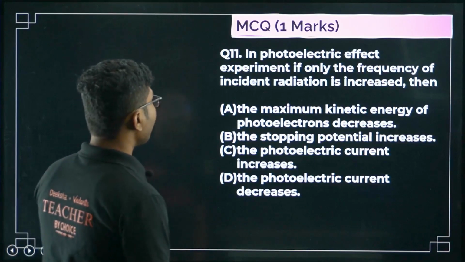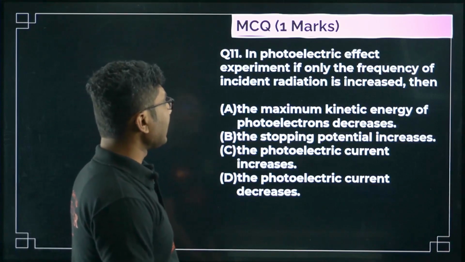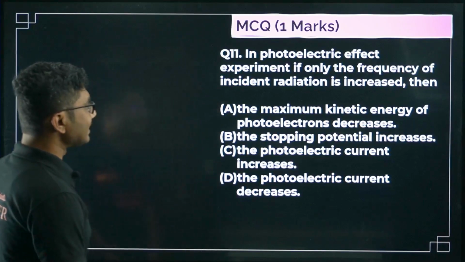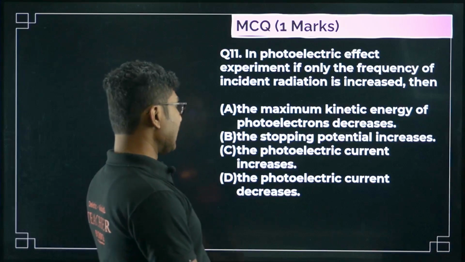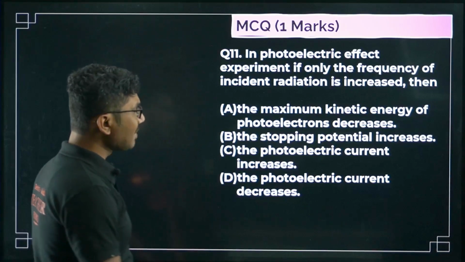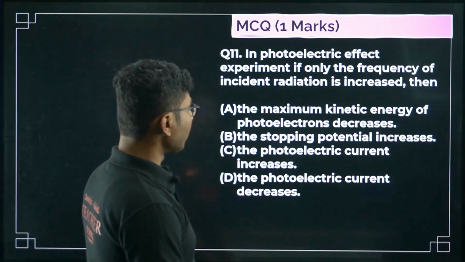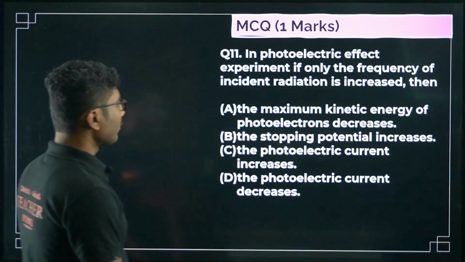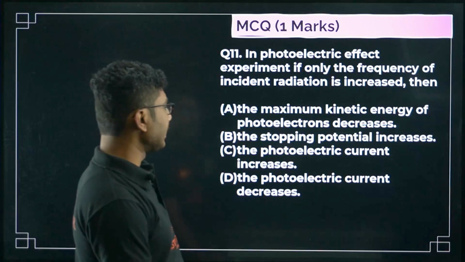Now in the photoelectric effect experiment, if only the frequency of the incident radiation is increased, then: the maximum kinetic energy of the photoelectrons decreases, the stopping potential increases, the photoelectric current increases, or the photoelectric current decreases.